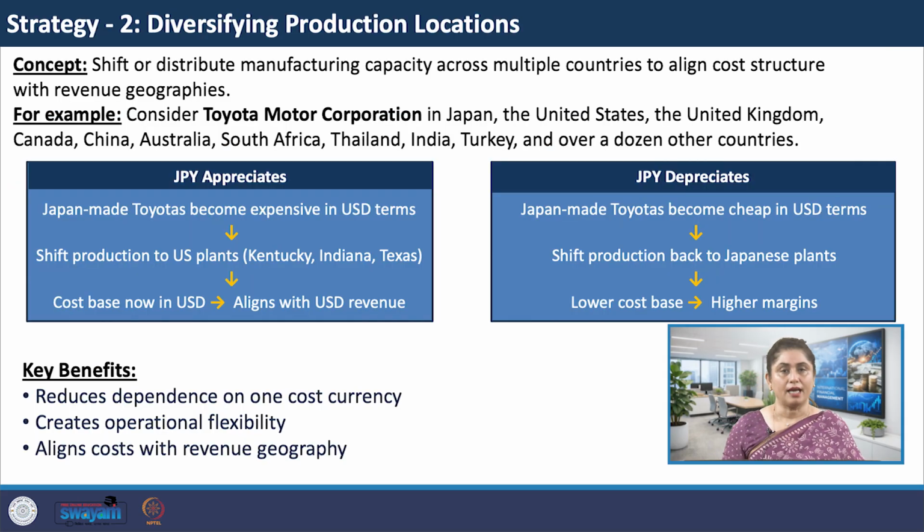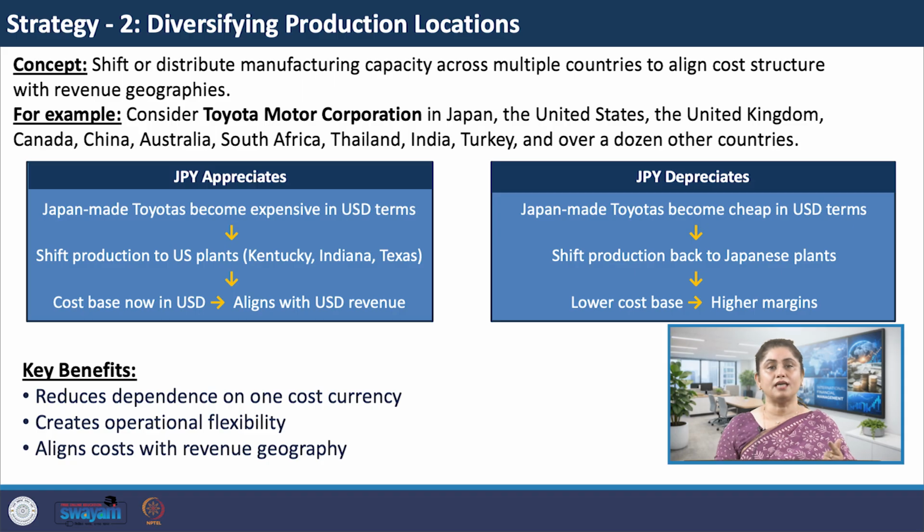Multinational corporations can manage currency risk by choosing where to manufacture. Let's take an example of Toyota Motor Corporation. Toyota Motor Corporation is one of the world's largest automobile manufacturers, producing over 10 million vehicles annually. Toyota has manufacturing plants in Japan, United States, United Kingdom, Canada, China, Australia, South Africa, Thailand, India, and over a dozen other countries. Here is how it works in practice.